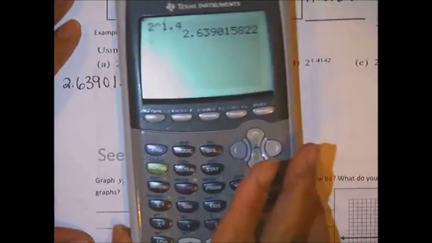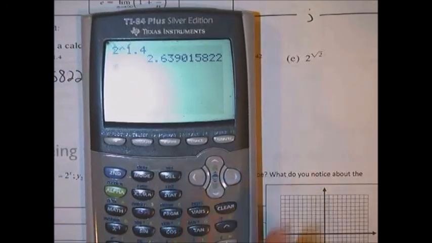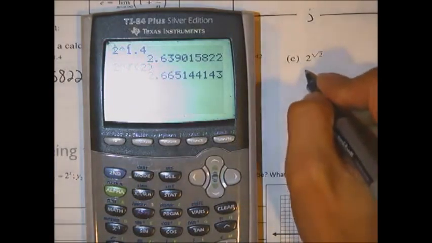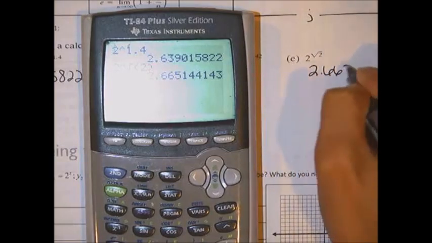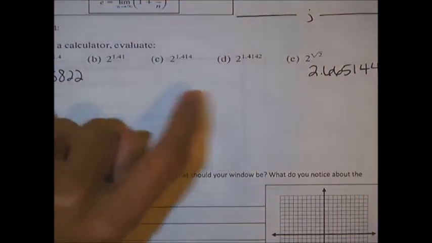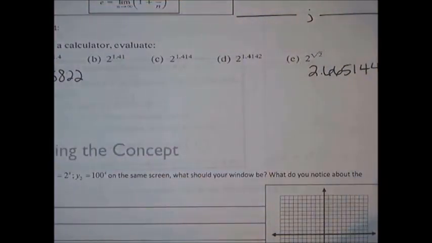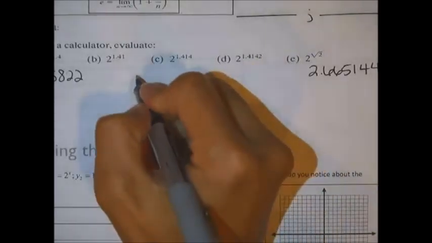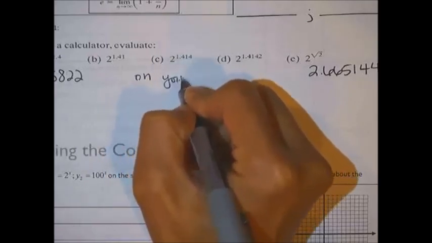Now I'm going to do E. Let's do 2 caret square root of 2. That gives me 2.665144143. Okay, do me a favor. Your job is to complete B, C, and D. Pause it right now, and then finish those. Okay, these are now on your own.